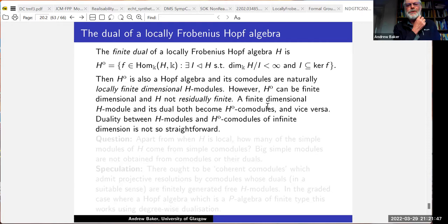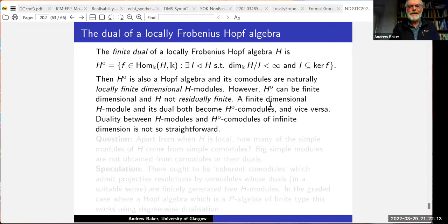So for example, an H0 co-module does have an H module structure, but you could also try taking the linear dual of an H0 co-module and putting a sort of dual H module structure on it. But there, you probably also want to take a restricted dual, finite dual. So there are a number of different games you can play.